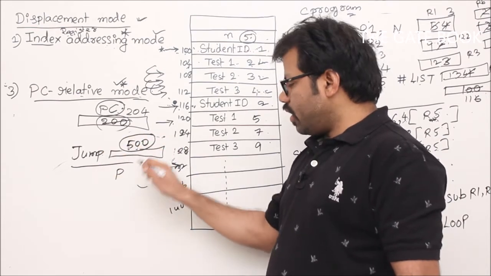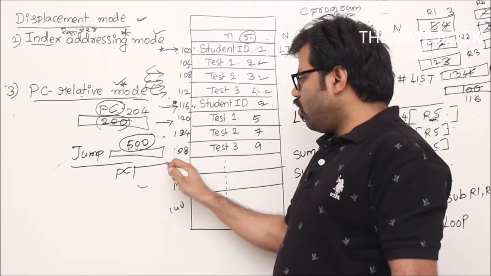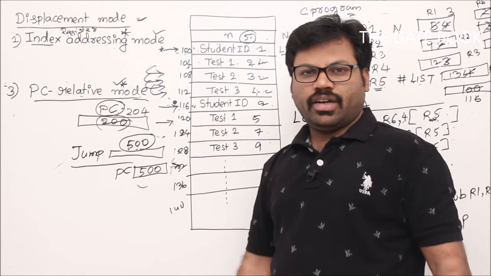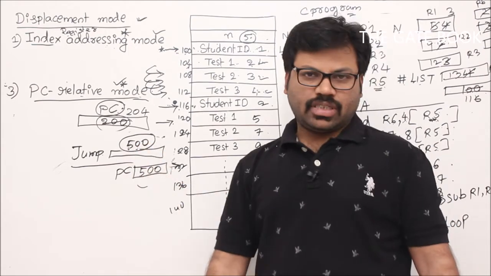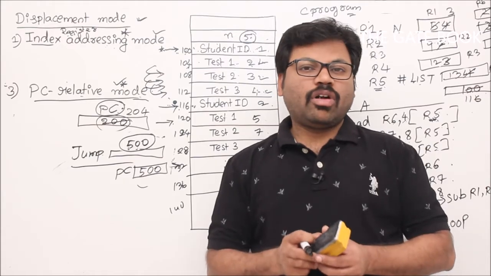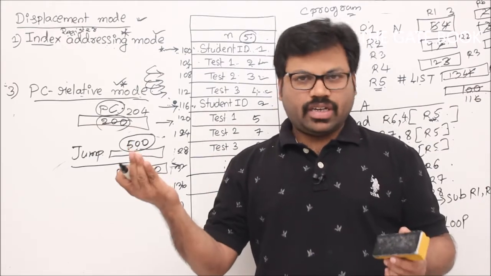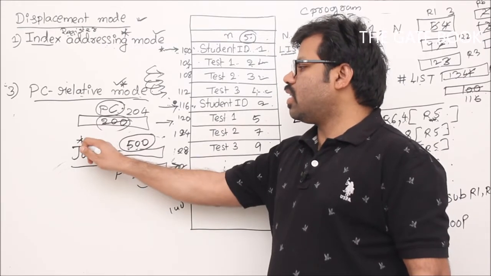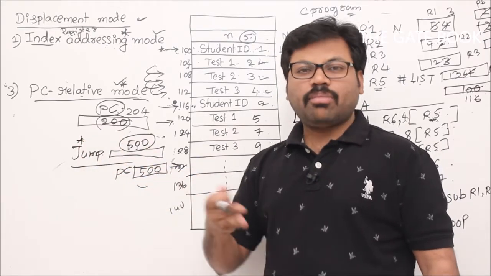For this kind of instruction, the program counter will not be incremented, but the program counter will be updated to 500 while executing this jump instruction, okay. That is the difference. That's why don't blindly remember that the program counter is always automatically incremented. Yes, it's always incremented unless the instruction is this kind of jump instruction or branch instruction.